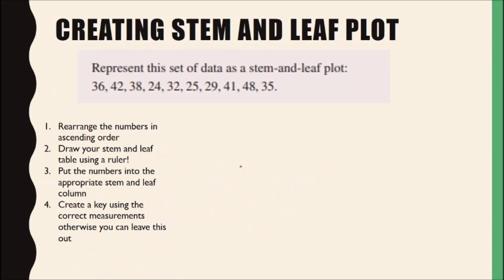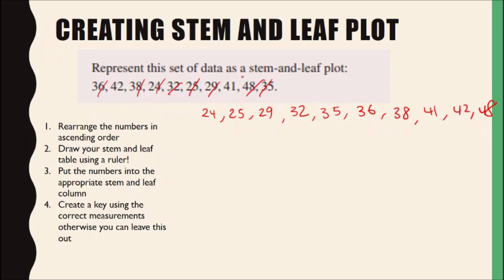Okay, so now we're going to practice how to create a stem and leaf plot. I've written out an in-order set of instructions for you to write in your books. So you've got these numbers. The first thing is to rearrange them in order. So let's do it: 24, 25, 29, 32, 35, 36, 38, 41, 42, 48. So that's what you've got there.